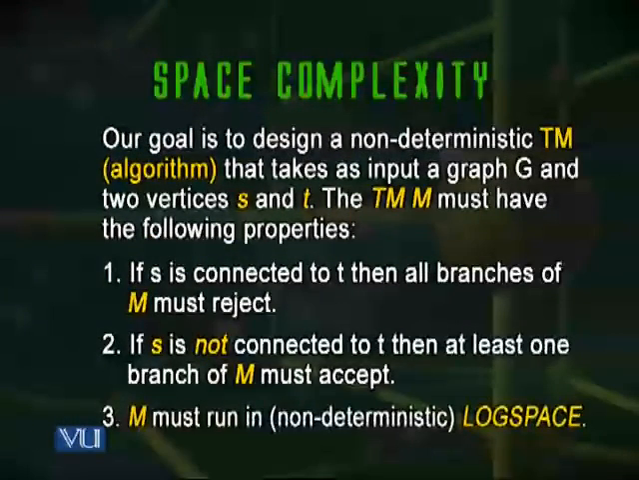And how does a non-deterministic Turing machine accept? At least one branch of it must accept. The other branches could be doing acceptance or rejections, it doesn't matter, but we want at least one branch which must accept the input. And that's going to be the saving grace in this theorem, as you would see. The third property that we must take care of is that M must run in non-deterministic log space. So M must be a non-deterministic log space Turing machine.